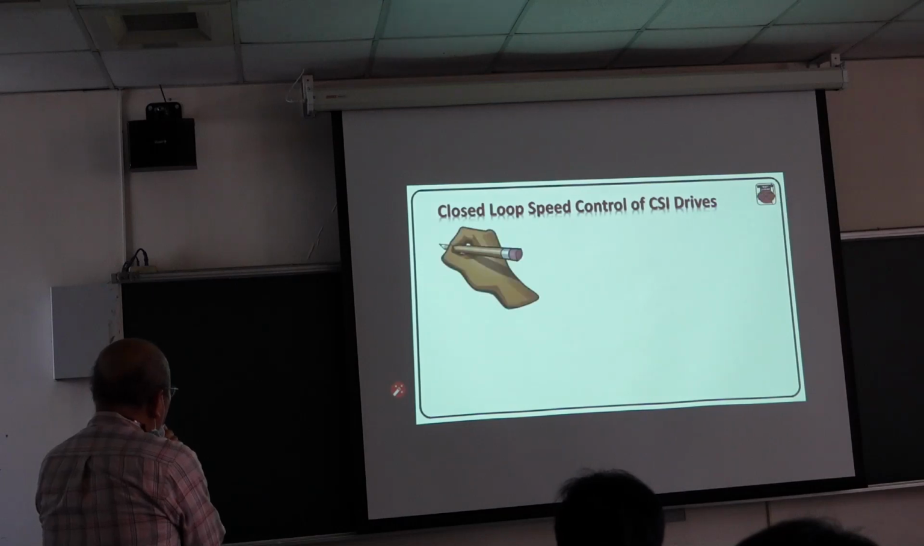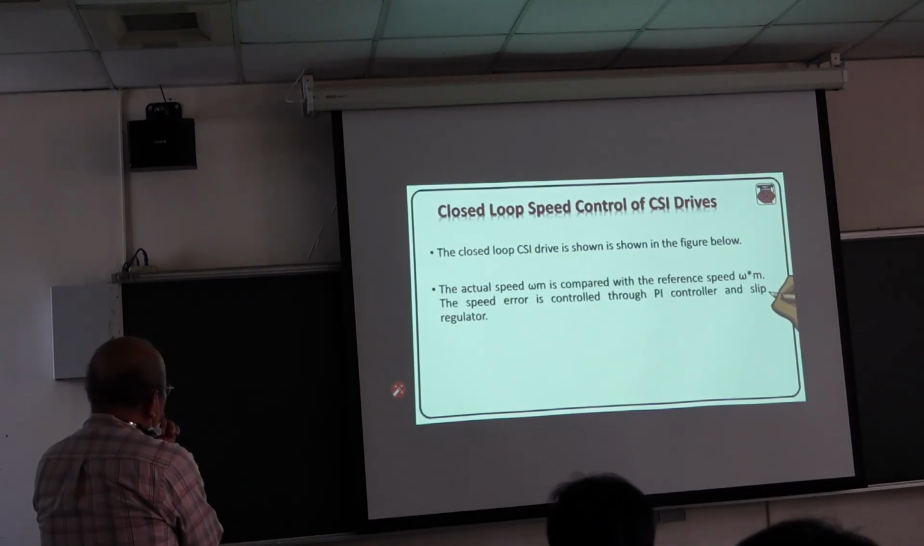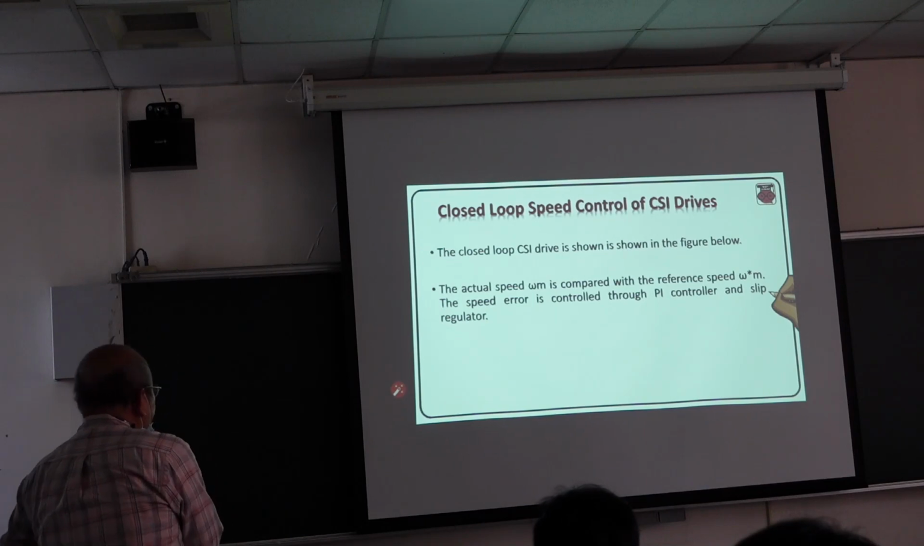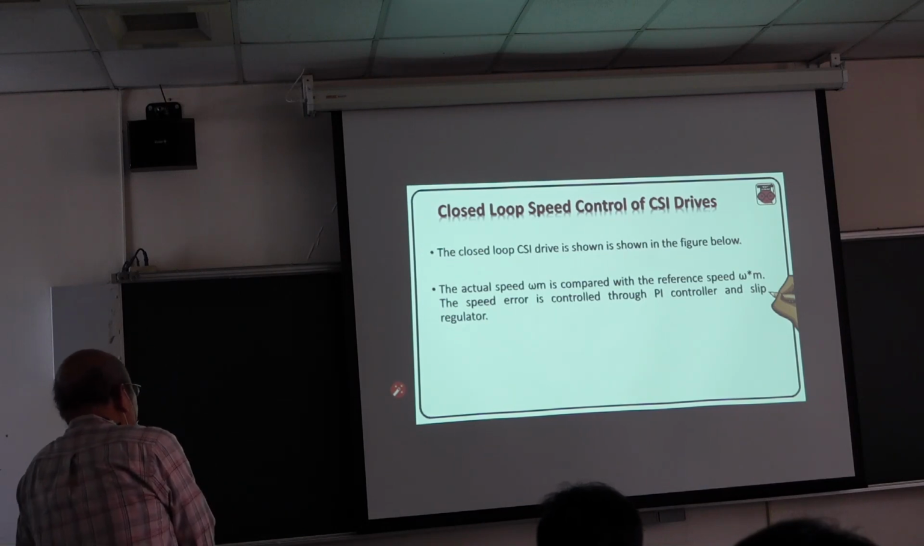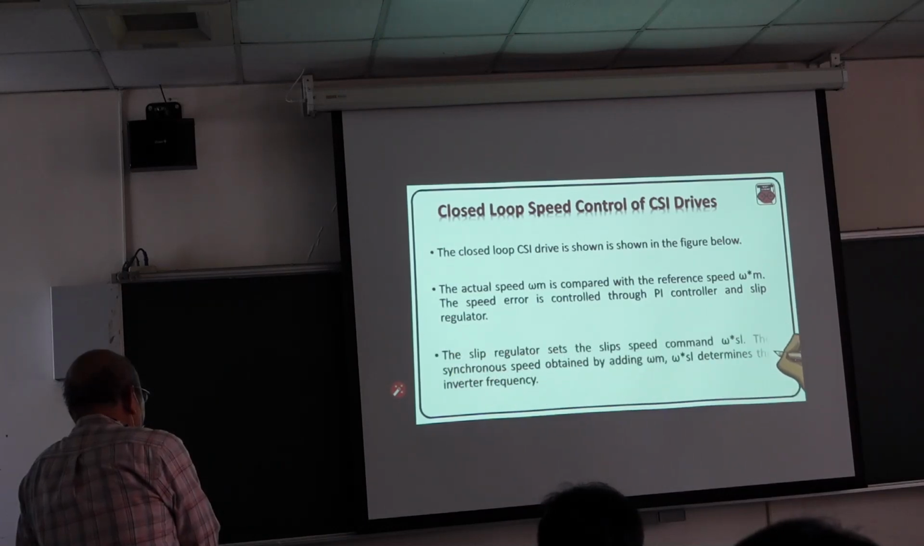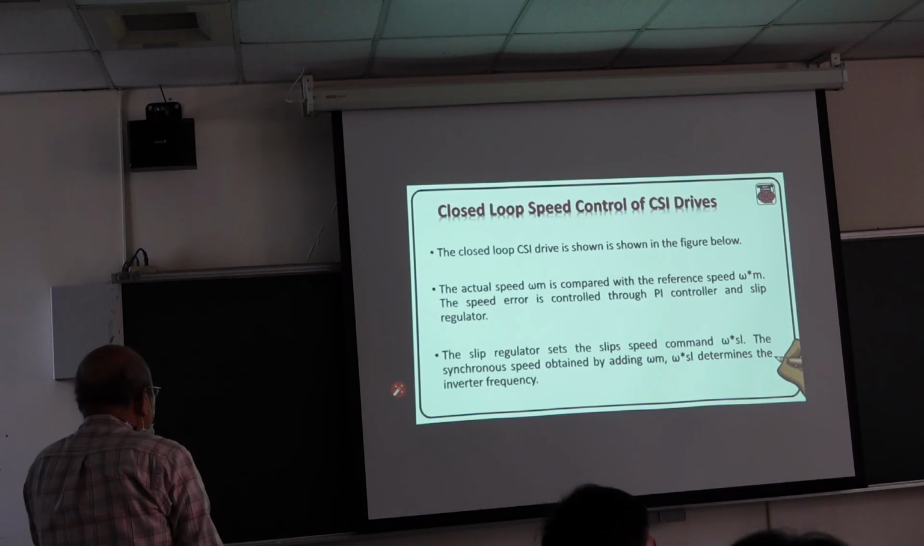The closed loop speed control of the current source inverter (CSI) drive is shown in the next slide. The actual speed omega m is compared with the reference speed omega m star. The speed error is processed through a PI controller and slip regulator. The slip regulator sets a slip speed command omega star SL.